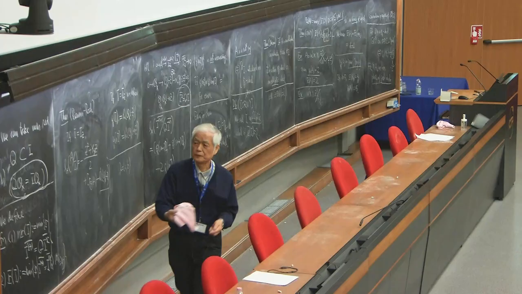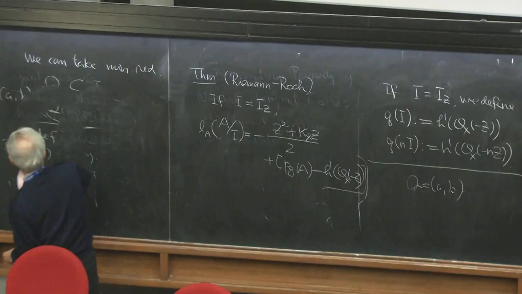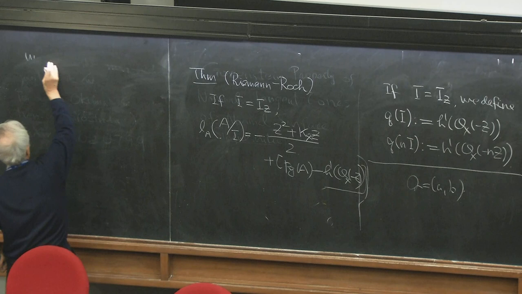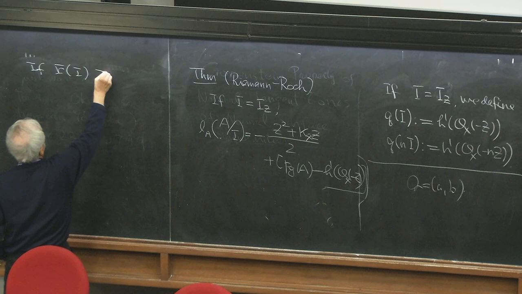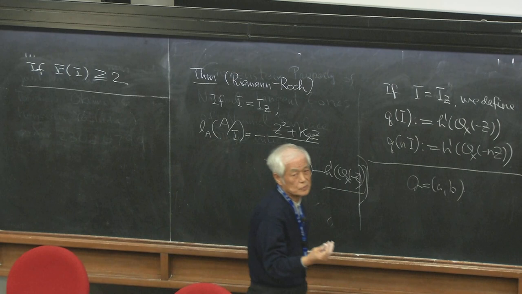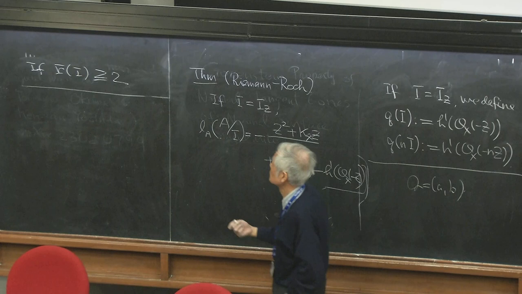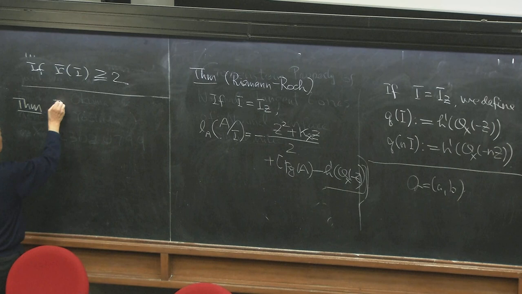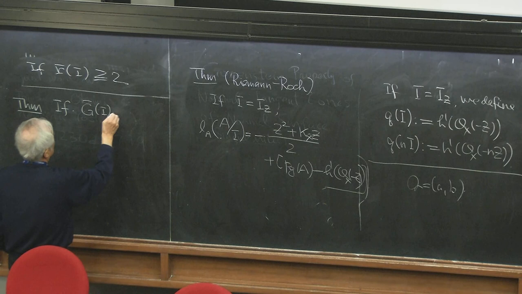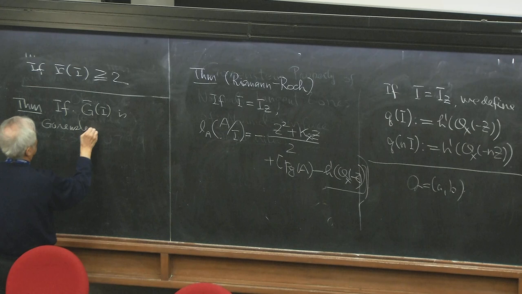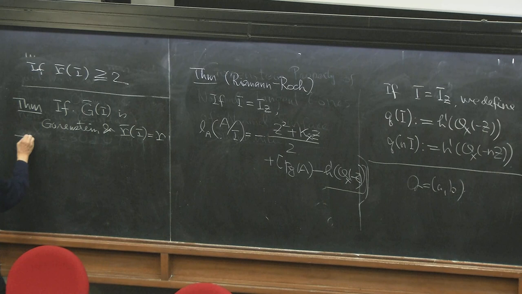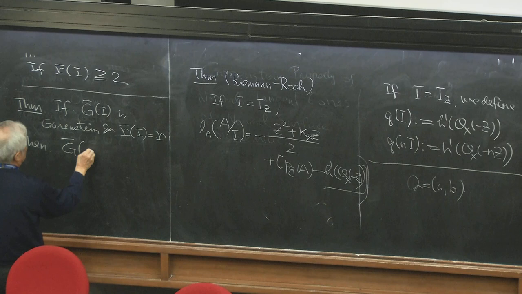But if we consider the cases where R bar I is not a PJ ideal, the situation is quite different. So we have one theorem: if G bar I is Gorenstein and R bar I is R, then G bar of I is also Gorenstein.